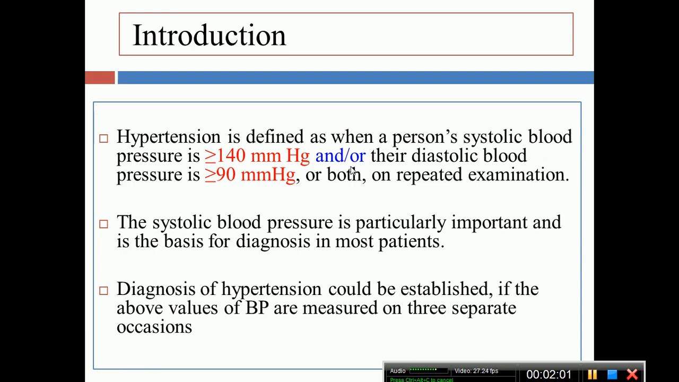If a person comes to a clinic and his or her blood pressure is 140 by 90, would we label him or her as hypertensive? No. The diagnosis is only established if the above values are measured on 3 separate occasions, or in more current guidelines it is also stated that 2 separate occasions.